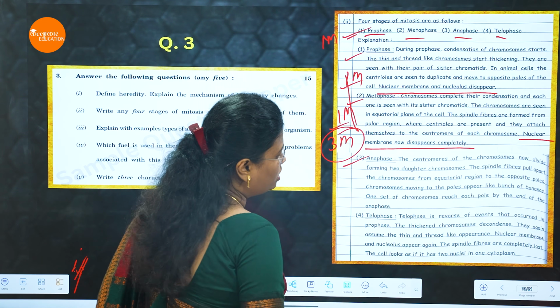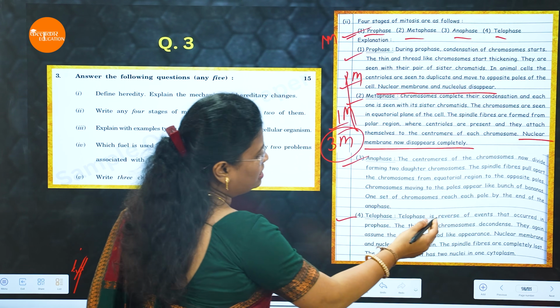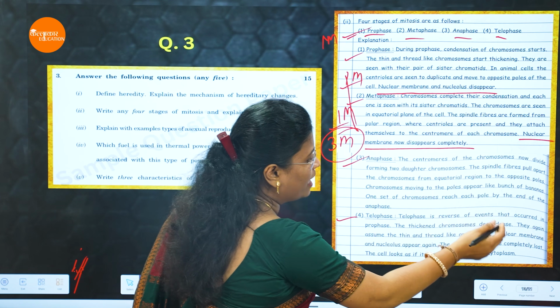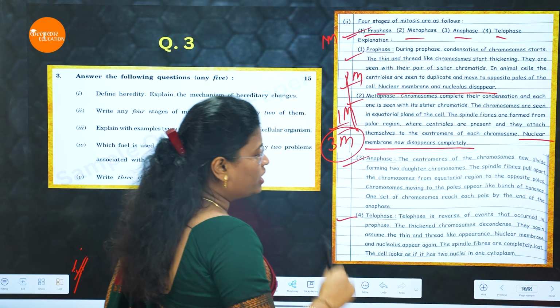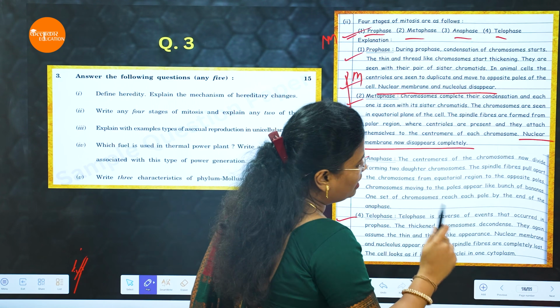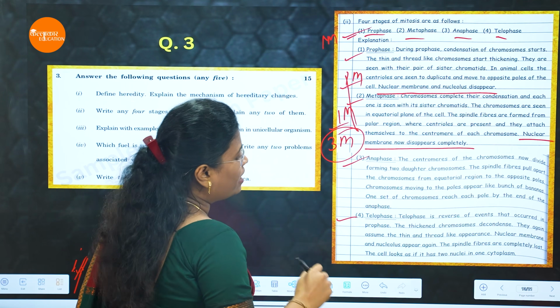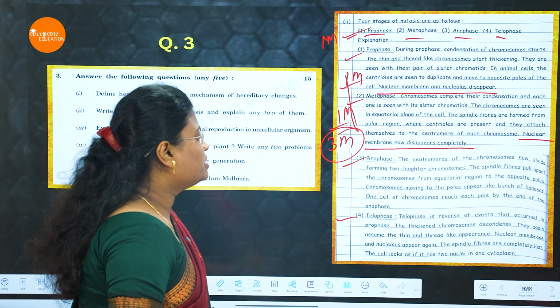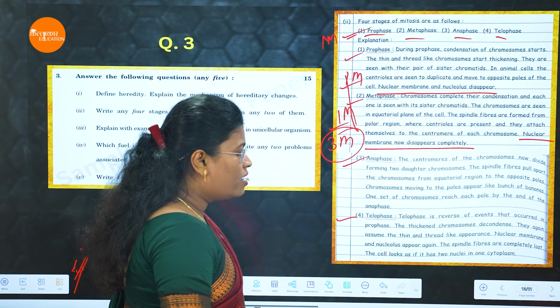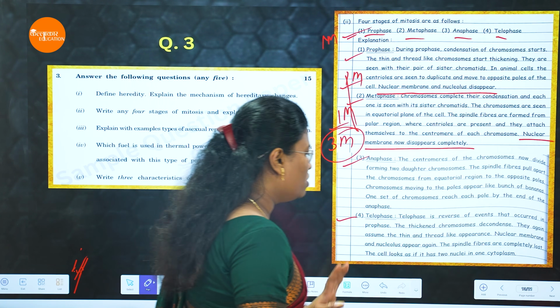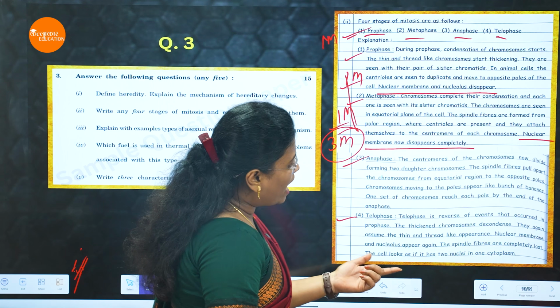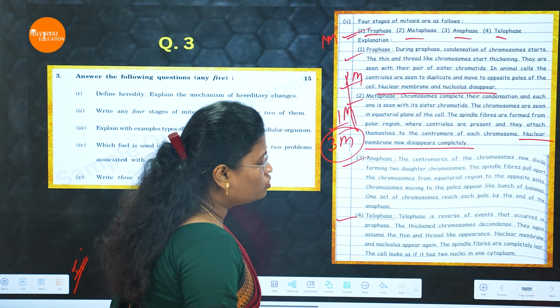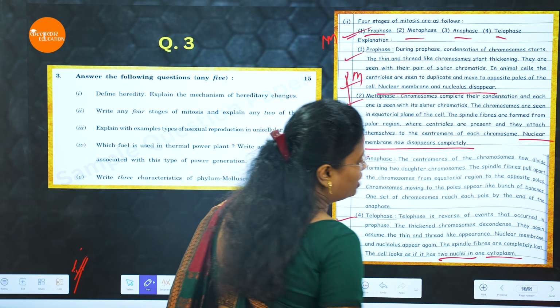And the last one is telophase. Telophase is the reverse of the events that occur in prophase. The thickened chromosomes decondense and again assume the thin and thread-like appearance. Nuclear membranes and nucleolus appear again and the spindle fibre is completely lost. The cell looks as if it has 2 nuclei in the cytoplasm.